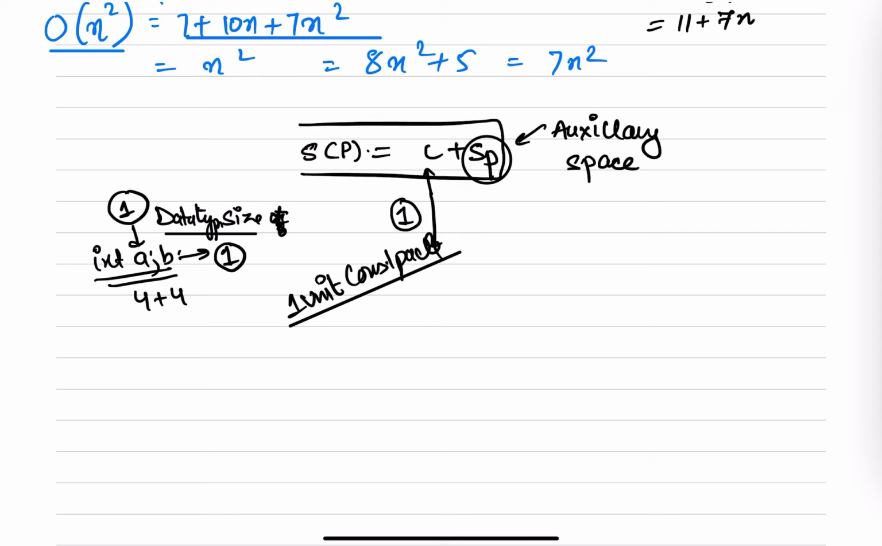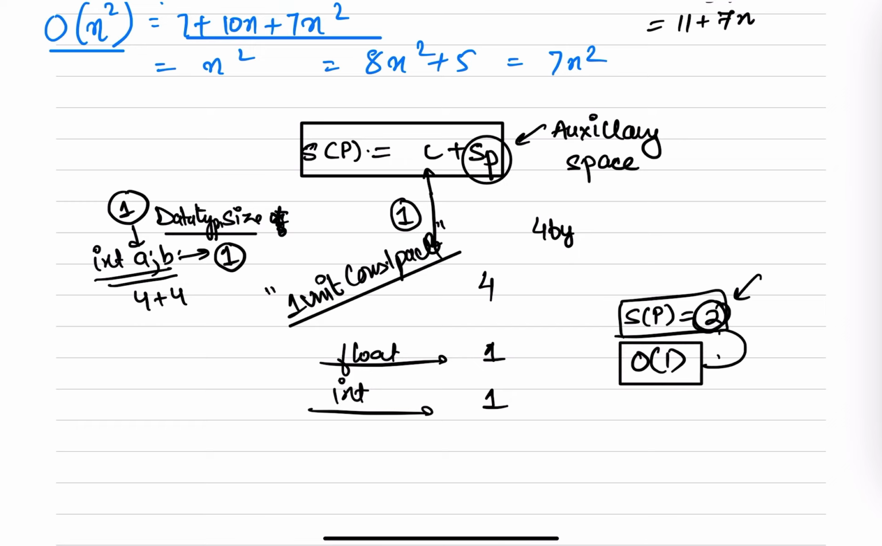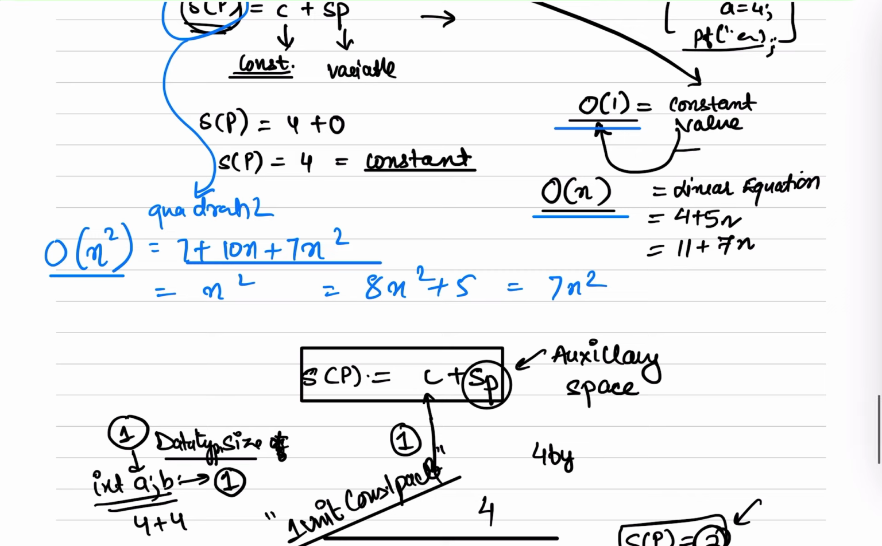Correct. So if you have some confusion about why I'm not taking 4 bytes, or not writing 4 anywhere, or some of the actual memory, it's because I just take it as one unit, because why have unnecessary calculations, right? For example, you have float, you have integer, so these are constants anyway. So you can just write one unit constant, one unit constant. So you can write S(P) as 2, which is again nothing but big O of 1, because we understand that whenever S(P) is constant, it is big O of 1, which we have discussed already here.